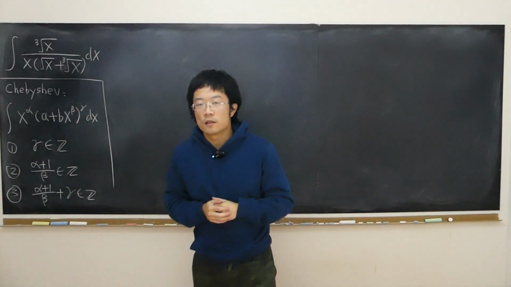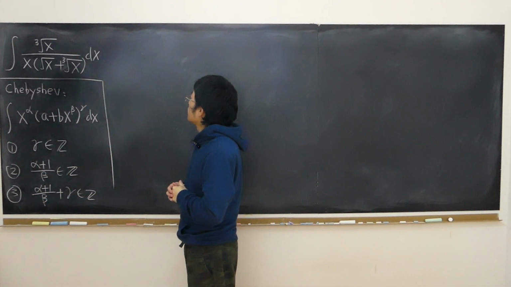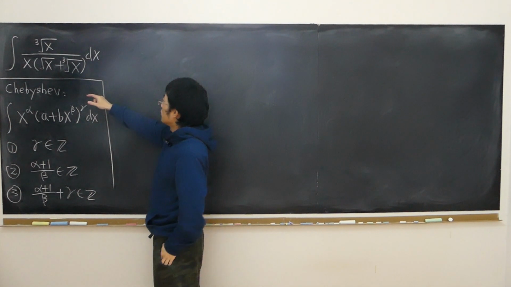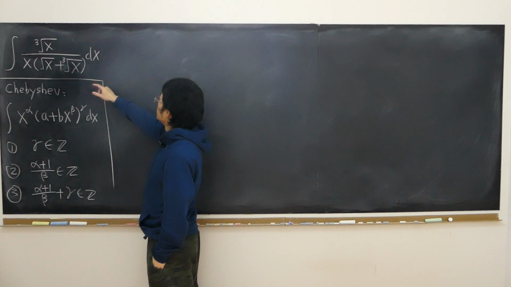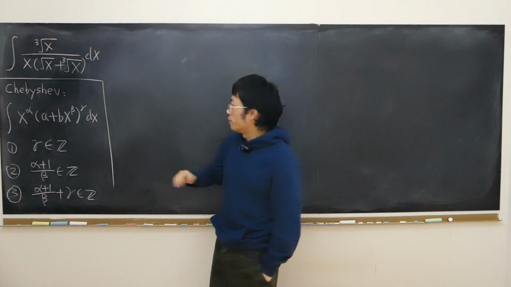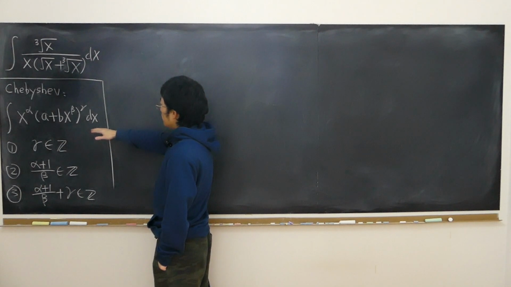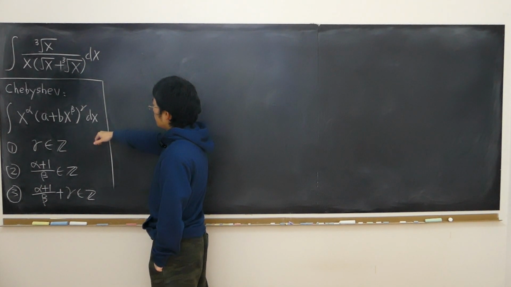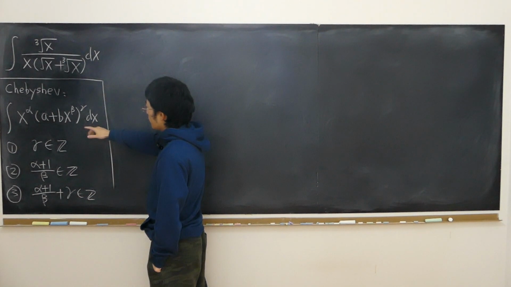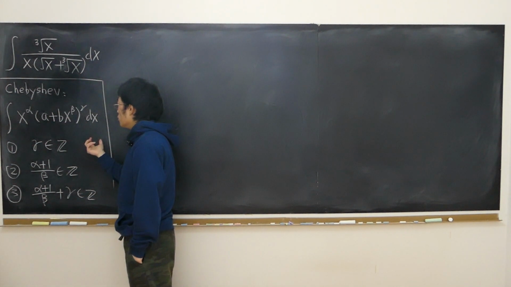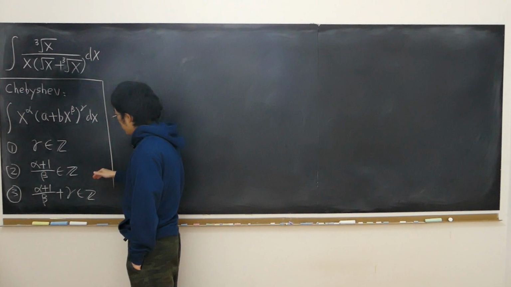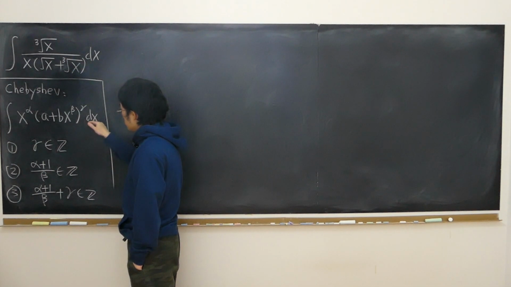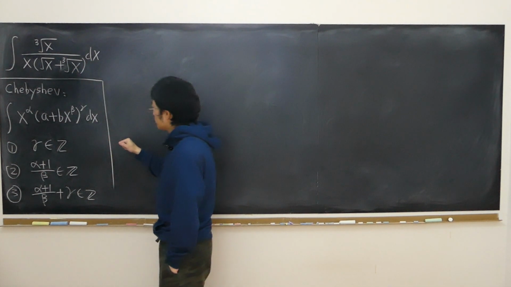We want to find the indefinite integral of the cube root of x over x times the quantity square root of x plus the cube root of x, dx. In a previous video of mine, I proved Chebyshev's theorem regarding indefinite integrals, which claims that if we have an integral of this form, then if and only if one of the following three conditions is met, it has an elementary antiderivative.